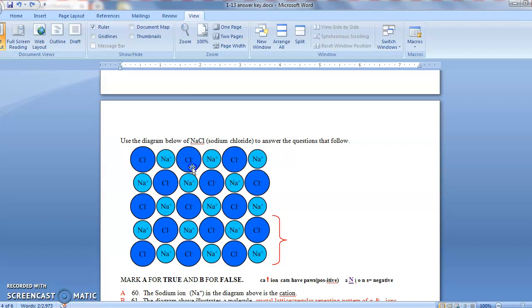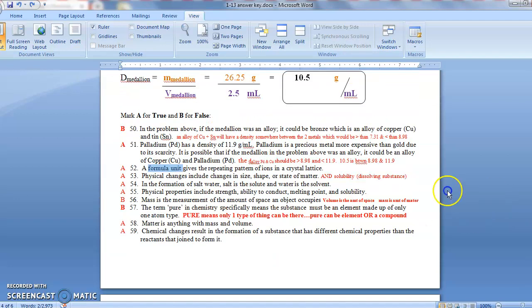What's the pattern of this crystal? For every one positive sodium, there's one negative chloride. That's what a formula unit is. It's the pattern, sodium chloride, a sodium and a chloride. That's the pattern of the crystal. That's what a formula unit is.